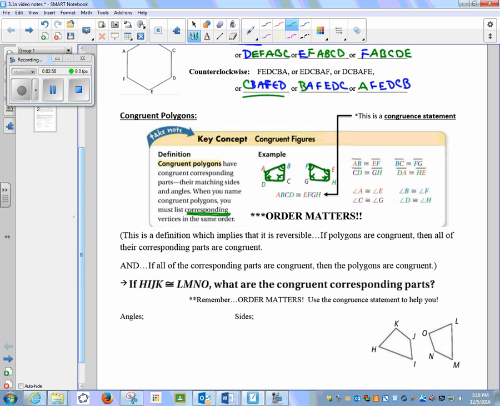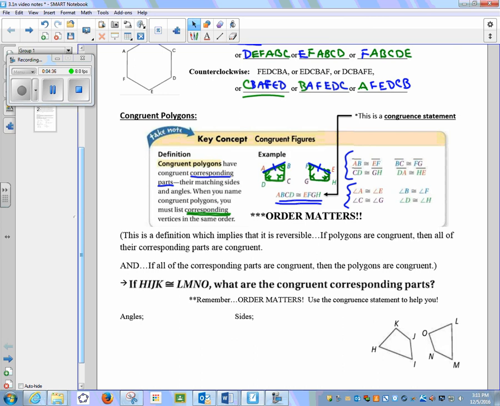So those are called corresponding parts. A and E match up, so they're called corresponding angles. Same thing about the sides. Side AB corresponds with side FE. They would be congruent, and they're called corresponding. So you can see there's a congruent statement here saying that the polygons are congruent, and there's a congruent statement about the sides, and there's congruent statements about the angles. All of them are corresponding parts. So that's an important word there, corresponding parts.